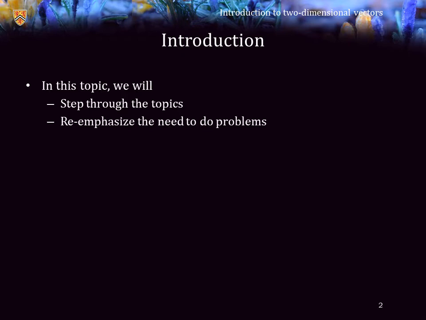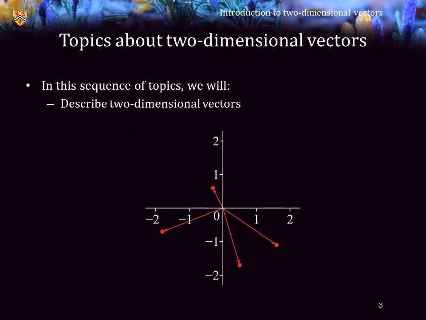So in this topic, I'm just going to step through the topics we will see in the next few lectures. I'm going to re-emphasize at the end the need to do problems which you can download from the course website. In the sequence of topics, we will begin by describing what a two-dimensional vector is. Sometimes they're interpreted as arrows pointing from the origin to a point. Other times you can just interpret them as ordered data.